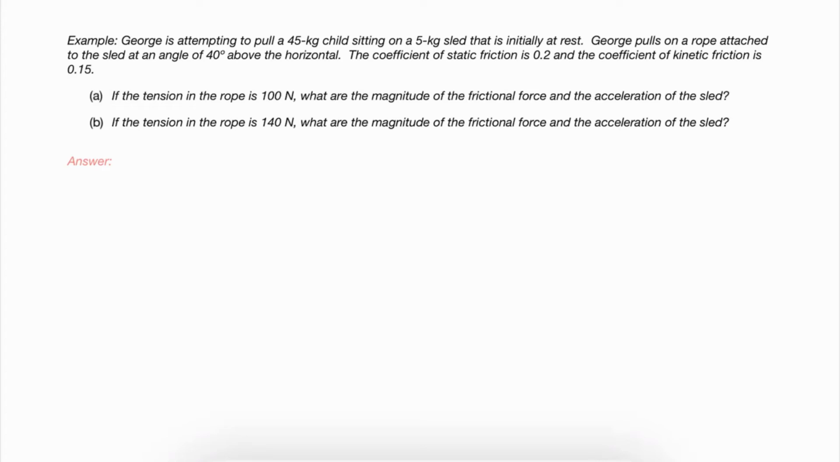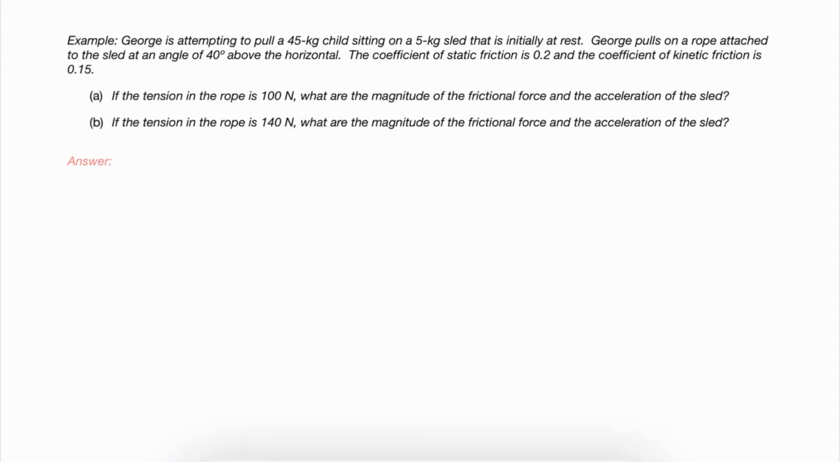In this section, we'll be looking at a couple more advanced problems involving friction. Let's look at this first example. In this case, George is attempting to pull a sled that is initially at rest. He pulls on a rope that's attached to the sled, as mentioned here, and it gives us both the coefficient of static friction and the coefficient of kinetic friction.